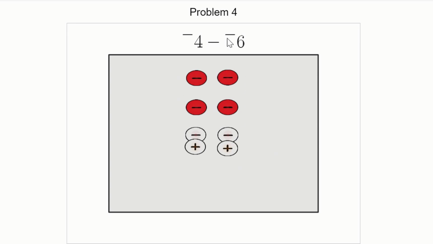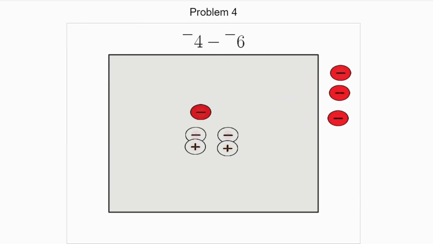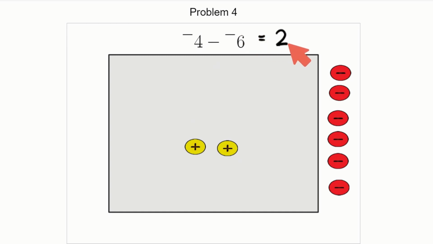So now let's take away 6 red chips. So taking away 1, 2, 3, 4, 5, and 6. Notice that 6 red chips are taken away, and whatever's left over is our answer. So negative 4 take away negative 6. We're left with 2 positive chips left over.